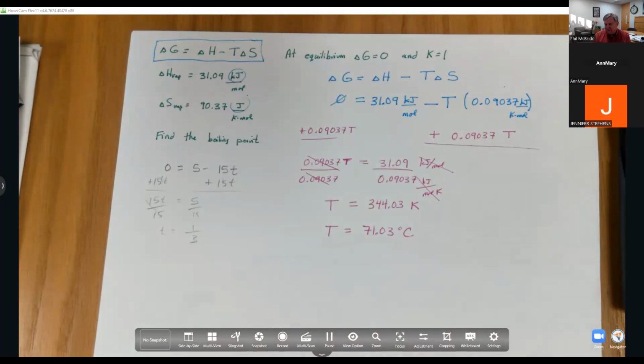So if you saw this one on a test where it said at equilibrium, delta G equals 0, K equals 1, gives you the enthalpy and entropy of vaporization, and says find the boiling point, you're going to put 0 in for delta G, put your numbers in, make sure that your delta S gets converted into kilojoules. Then it's algebra time.